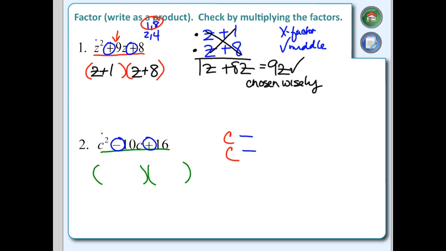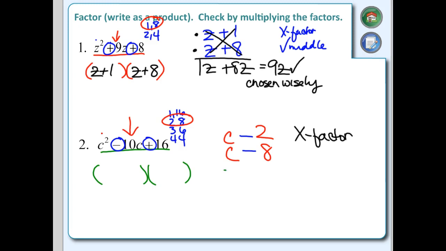So what are my factors of 16? We've got 1 and 16, 2 and 8, 3 and 6, and 4 and 4. Okay, so which pair of those factors, if I add them together, will give me that 10 in the middle? Yeah, it's got to be 2 and 8. So this is going to be c minus 2 and c minus 8. Now, got an X factor. X factor helps me check the middle. Every good algebra student X factors to check the middle.